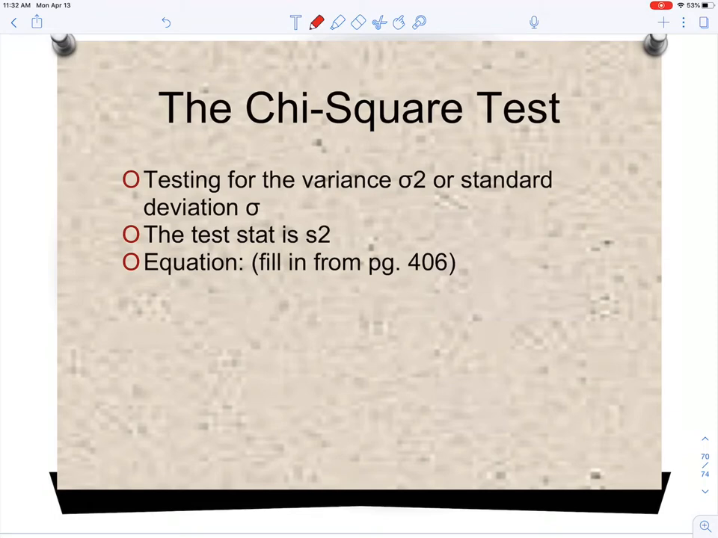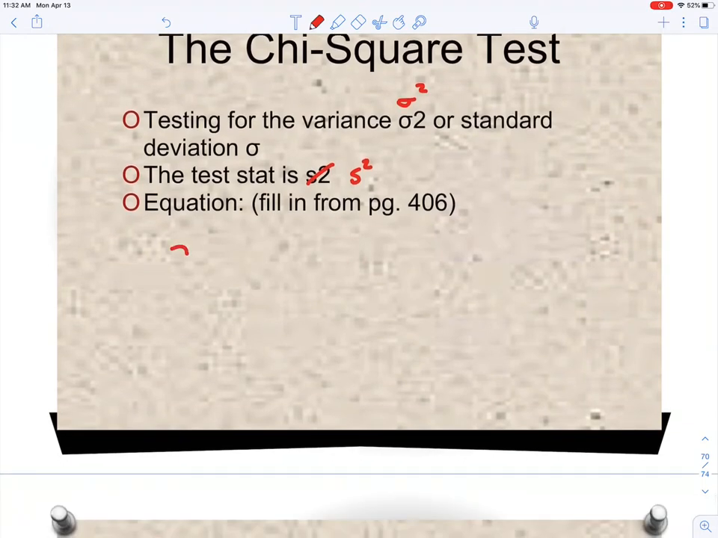Okay, so the chi-square test. Testing for variance, which would be here, or the standard deviation. The test stat is always s squared. The equations are on page 406 if you need to see them, but your chi squared is going to be n minus 1 times your s squared all over your standard deviation squared. And your degree of freedom is still n minus 1.